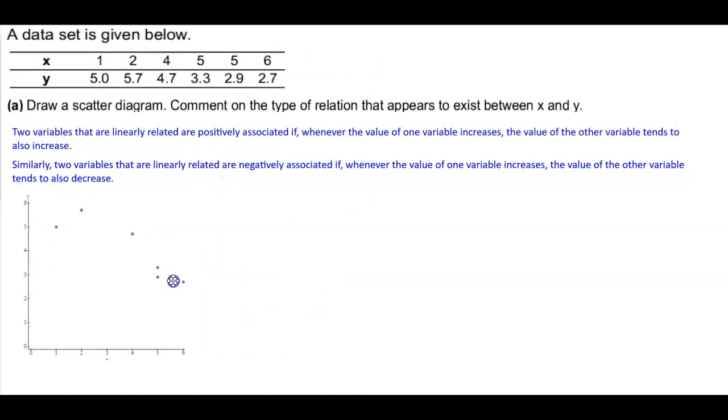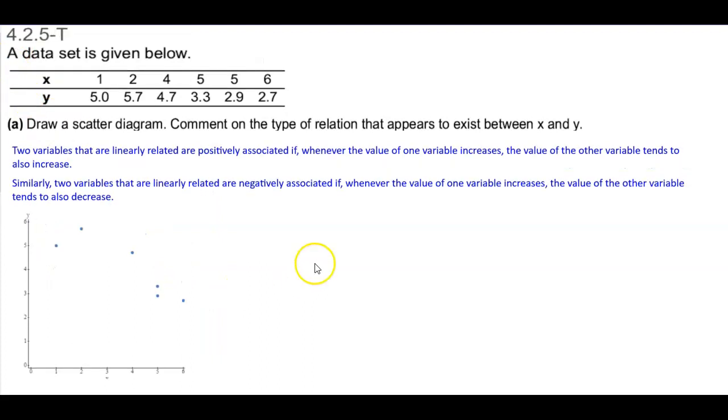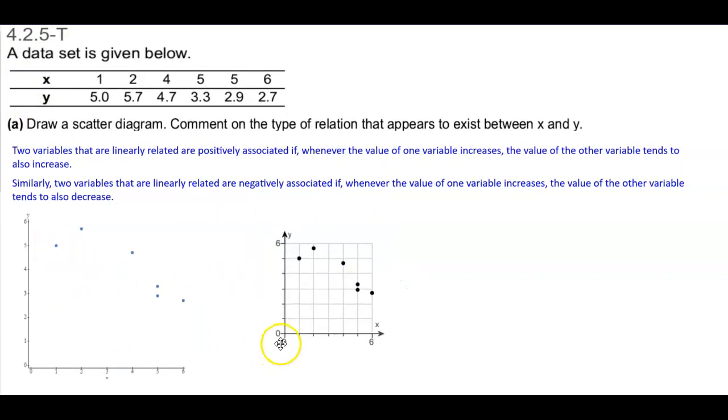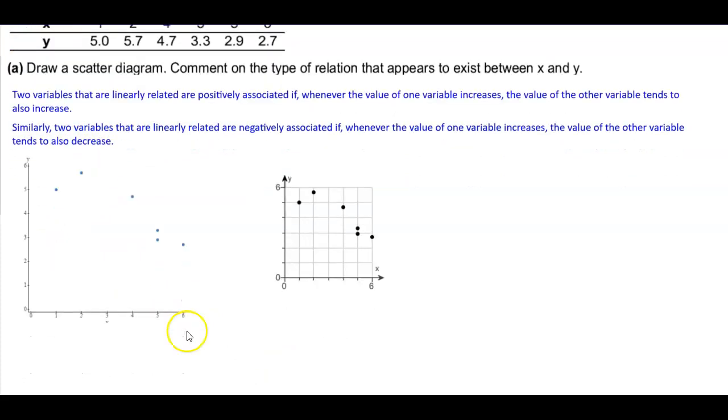Okay, so here's our scatter diagram. The one you would choose as a multiple choice would look like the following, so it's very similar here. Again, we're going from 0 to 6 and 0 to 6. So what can we say about this data? We're going to use the information that we were just given. So what we can say here is the following.